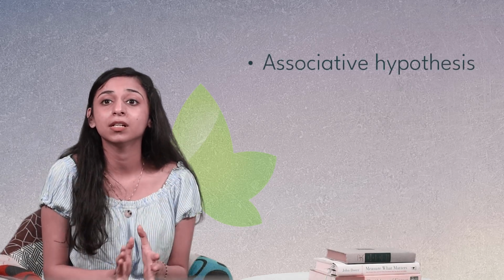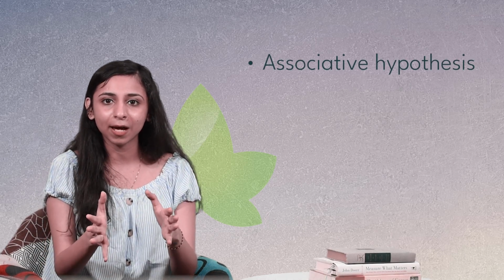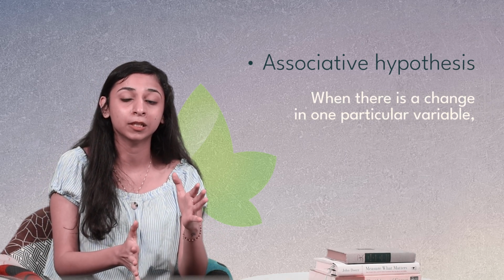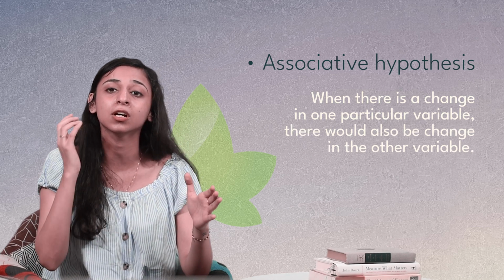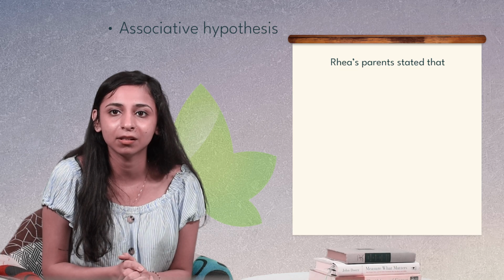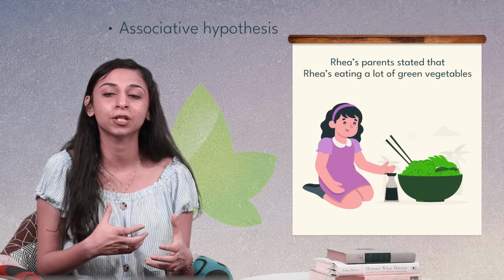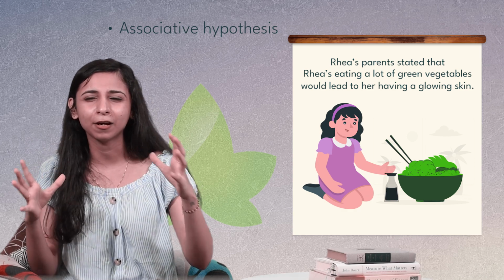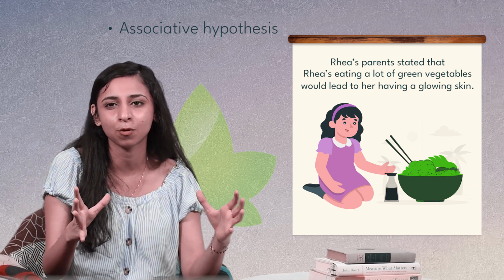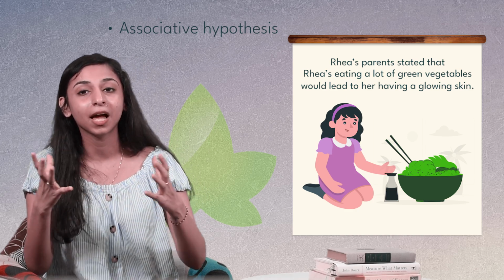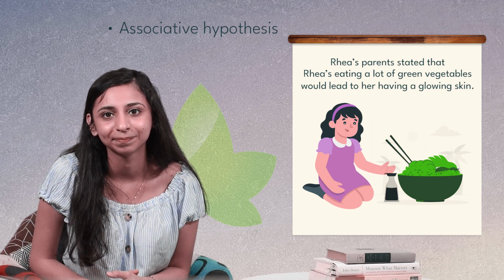Now we'll discuss the last hypothesis, that is associative hypothesis. Associative hypothesis refers to when a change in one particular variable also results in a change in the other variable. For instance, Riya's parents stated that eating a lot of green vegetables would lead to having glowing skin. Hence, they developed an entire plan where Riya can try this hypothesis out by eating a lot of green vegetables for 1 month and then see the changes on her skin.